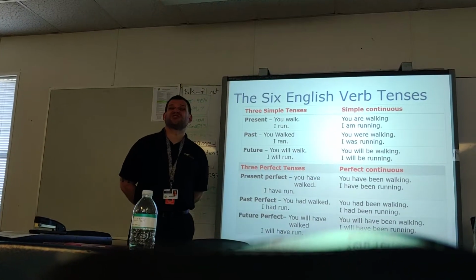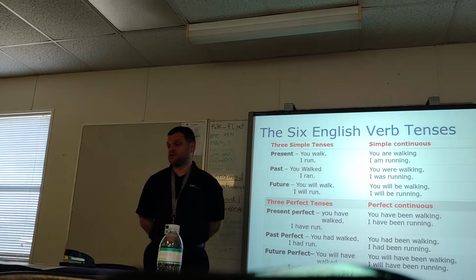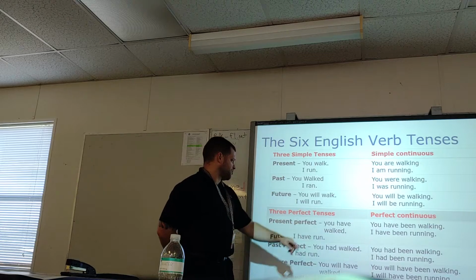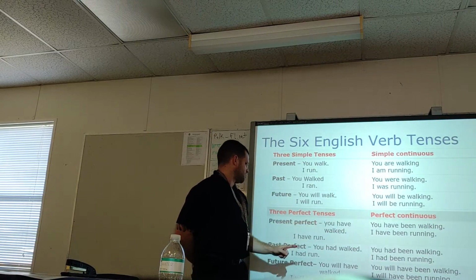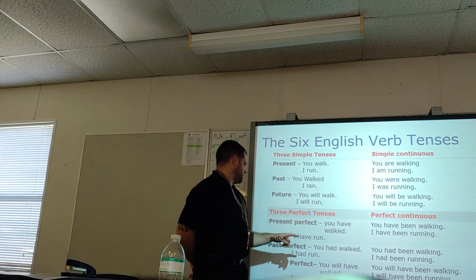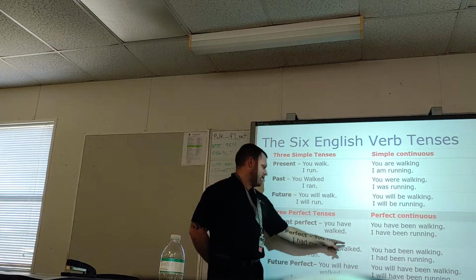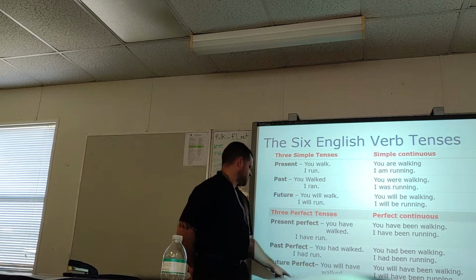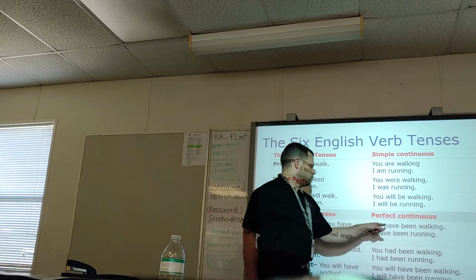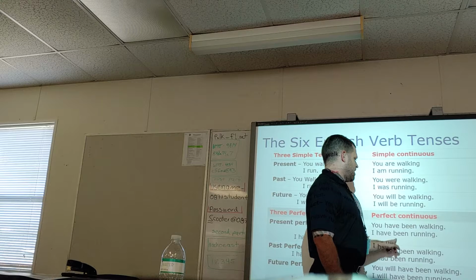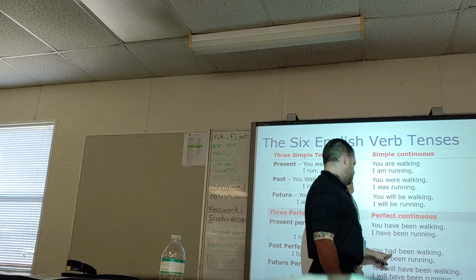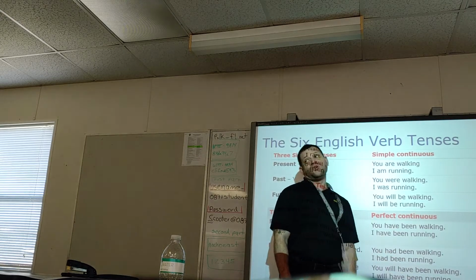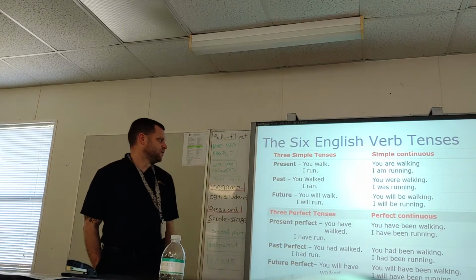I don't want to go too much into perfect. We have to use the participle. Present perfect. You have walked. I have run. You had walked. I had run. You will have walked. I will have run. You have been walking. I have been running. You had been walking. I had been running. You will have been walking. I will have been running.